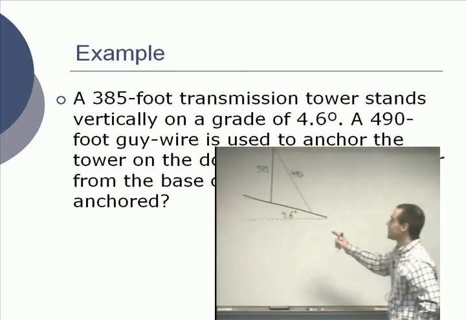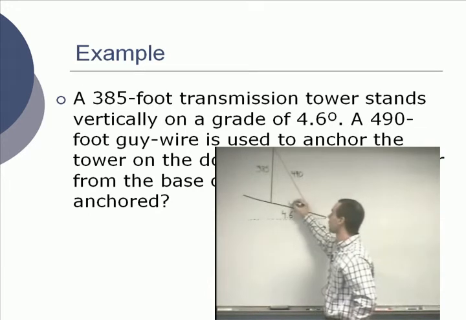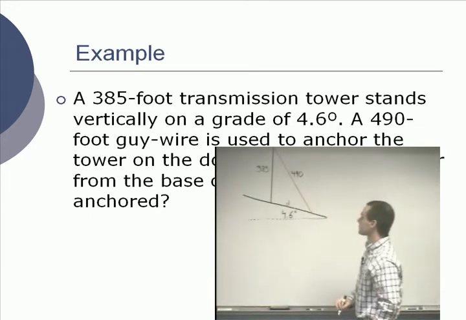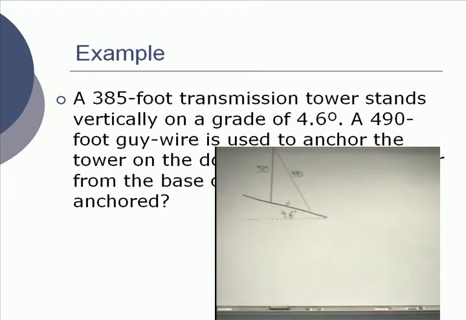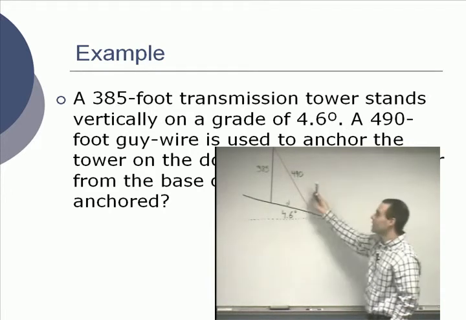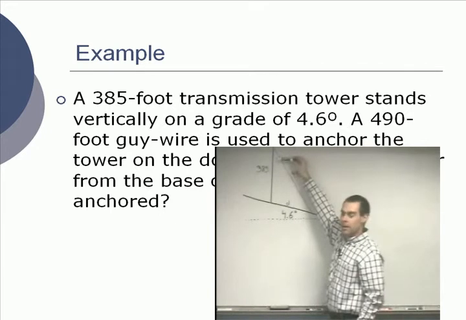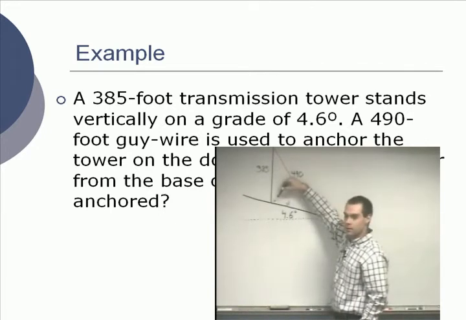Okay, well, we want to find the distance from the base of that tower down to the point where the cable's attached. So we're going to look for distance D there. Now, we do know a little bit about the angles in that triangle. We know two sides, of course. Do we know this angle? We don't, because we don't know anything about the angle of that wire. Do we know this angle? Same problem. But do we know this angle?